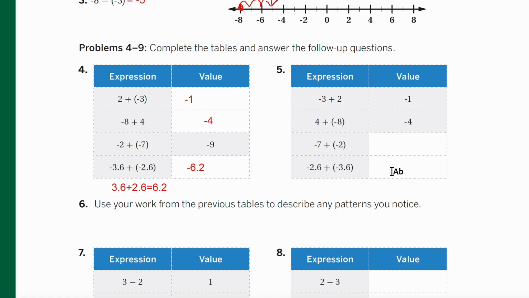Let's keep going. We have negative 7 plus negative 2. So if we think about it, we start at negative 7 on our number line, and then we're going to move down because we're adding in anchors. We'll move down 2 spaces, and we'll be at negative 9.